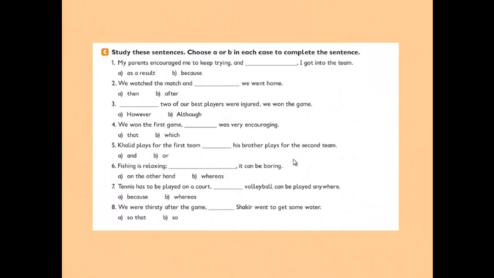Now after that, let's do the following practice. Practice number C. Study these sentences. Choose A or B. We have two choices, choice number A and choice number B. Choose A or B in each case to complete the sentence. Number one. My parents encouraged me to keep trying, and as a result, I got into the team.